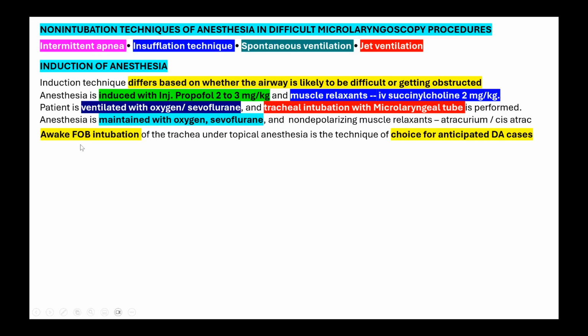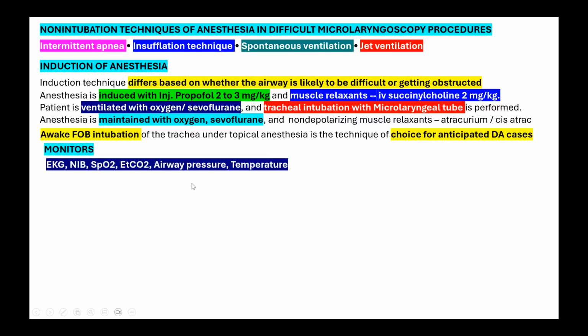And awake fiber optic intubation of the trachea with topical anesthesia is the choice for any anticipated difficult airway cases. So after discussing with the surgeon, if you think there is going to be a problem after inducing the patient to become unconscious and then giving relaxant, it is going to be problematic. The safest technique will be to do an awake fiber optic intubation as you do with other techniques.